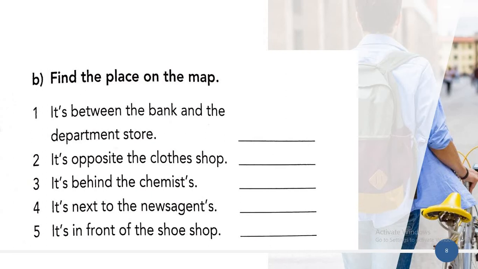Page 77, exercise B. Now, find the places on the map. Okay, keep your eye on the map, please. Page 76. Keep your eye on the map.